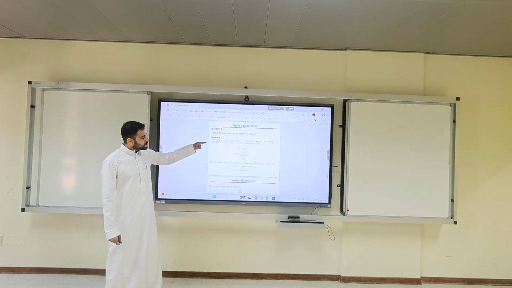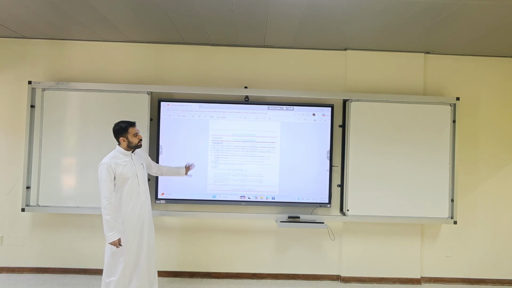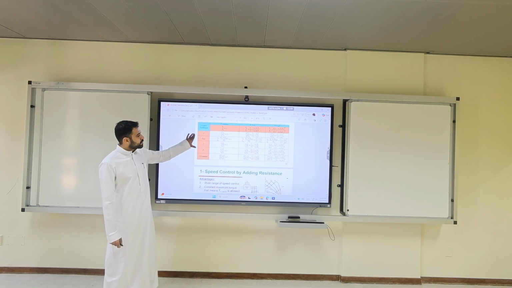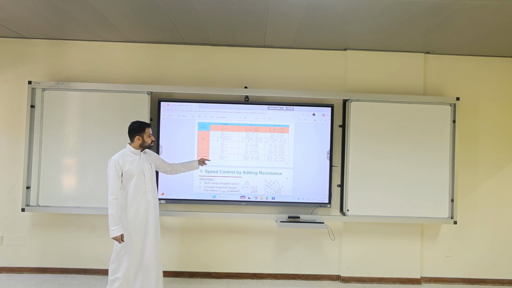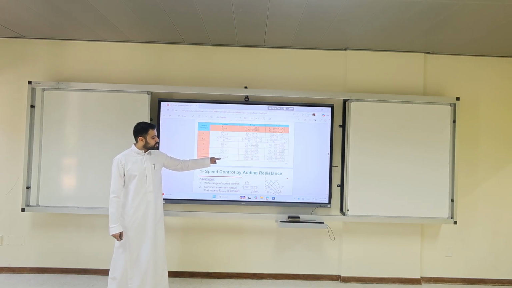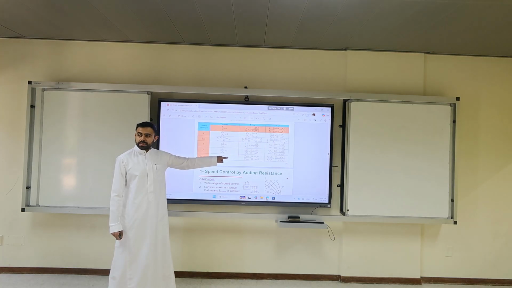If I want to do this example, can I do it from the table? Yes, I can do it from the table. Right? So if you go to V over F control and you have a constant V over F, basically it's V1 square S1 F2 over V2 square S2 F1 equal to 1.